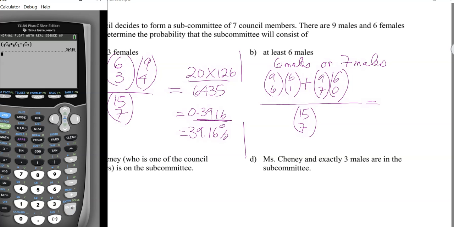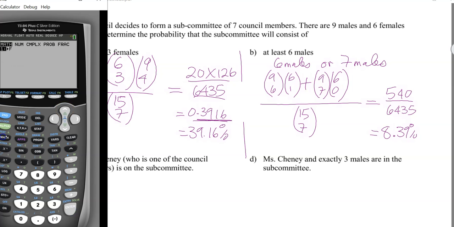So 540 out of 6,435. Okay, we already worked that out there. So 540 divided by 6,435 is 0.0839. Let's just multiply by 100 and we'll go as a percent, 2 decimals, 8.39%.